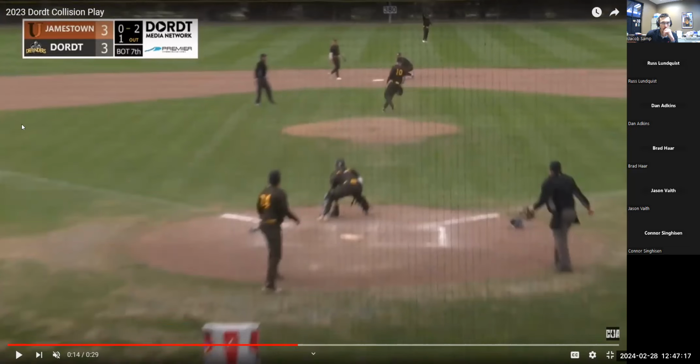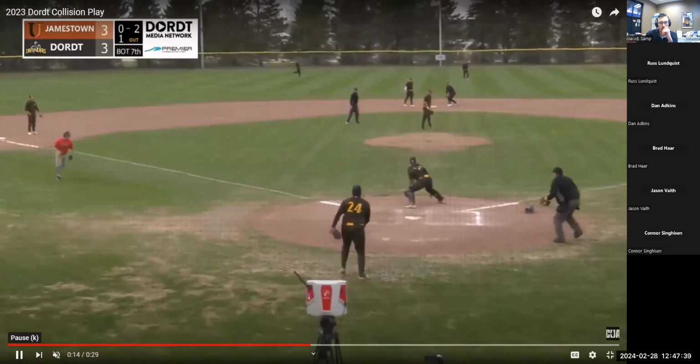Russ, you want to pick up here? I saw you just unmuted. Let's note how the catcher is doing an excellent job of leaving the base runner a path to home plate, or to the base he's advancing to. In this case, obviously it's home plate. Catcher's doing everything right here. Roll it. This is a touch.